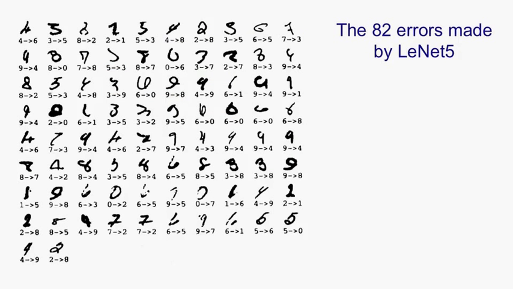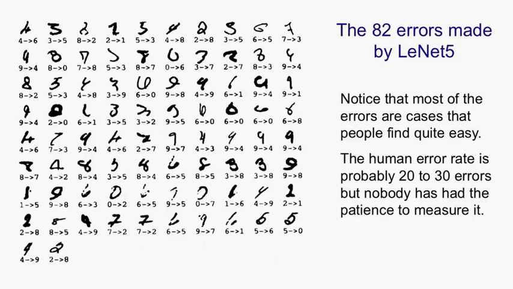Here are the errors that Net 5 made. And this shows you that the data it's dealing with is quite tricky. There are 10,000 test cases, and these are the 82 errors it makes. So it's doing better than 99% correct. Nevertheless, most of the errors it makes are things people find quite easy to recognize. So there's some way to go still.